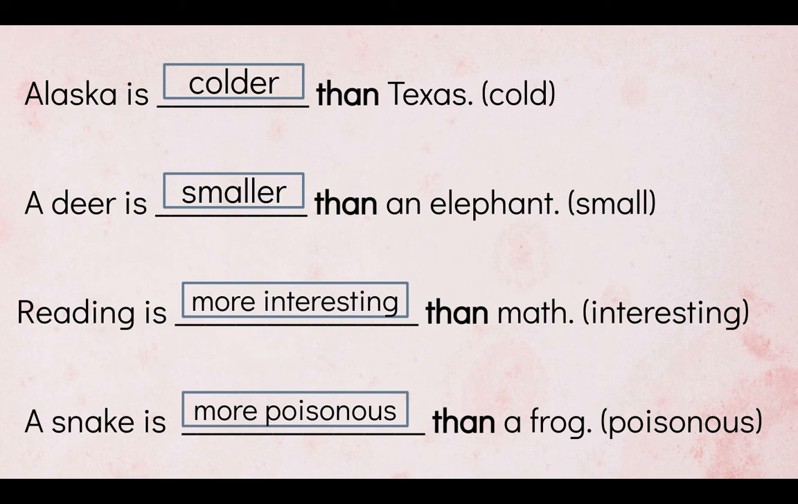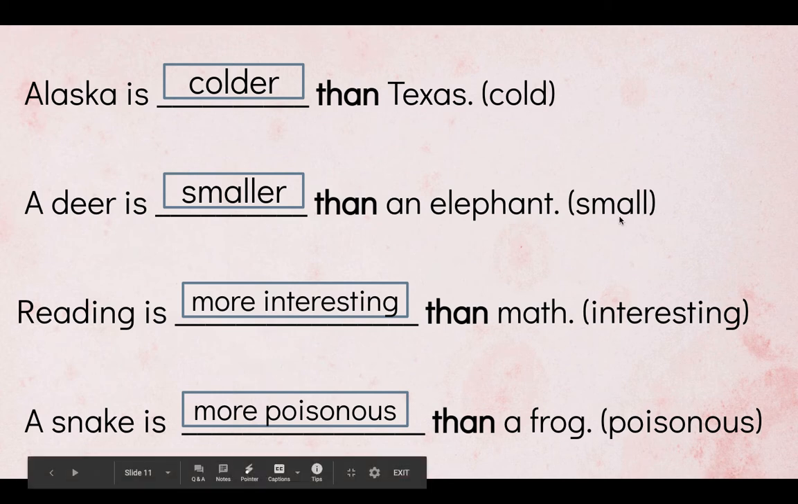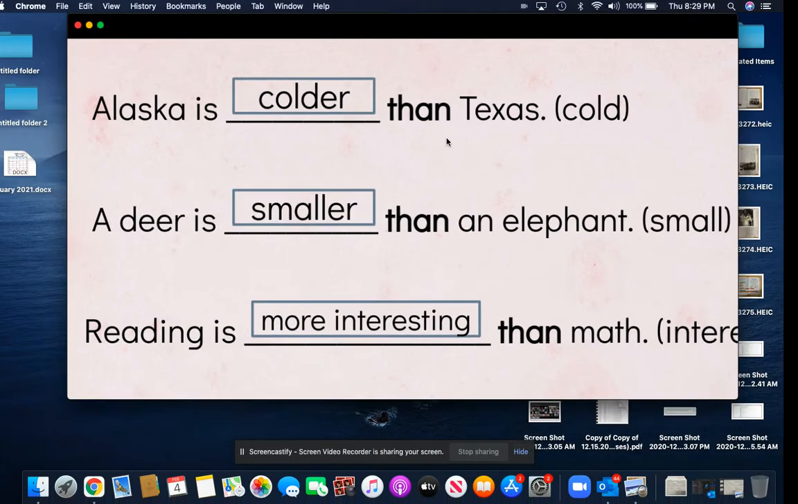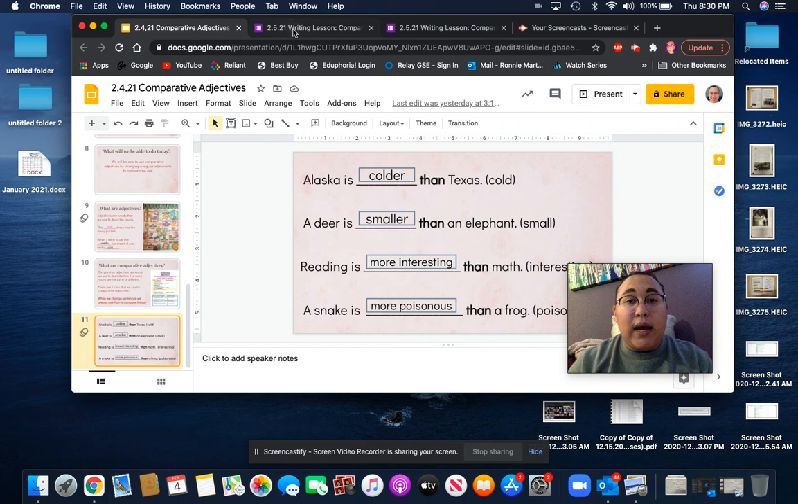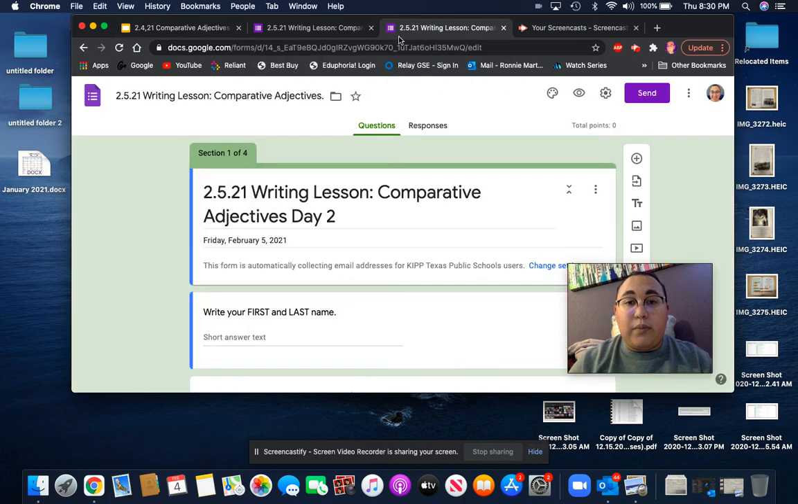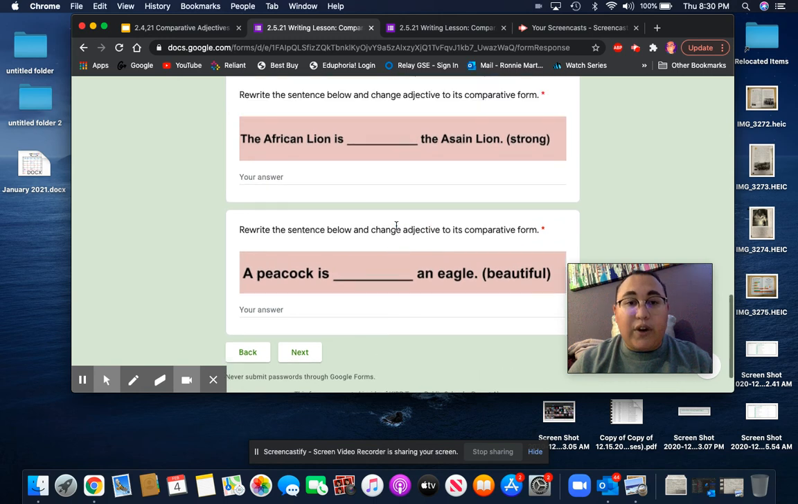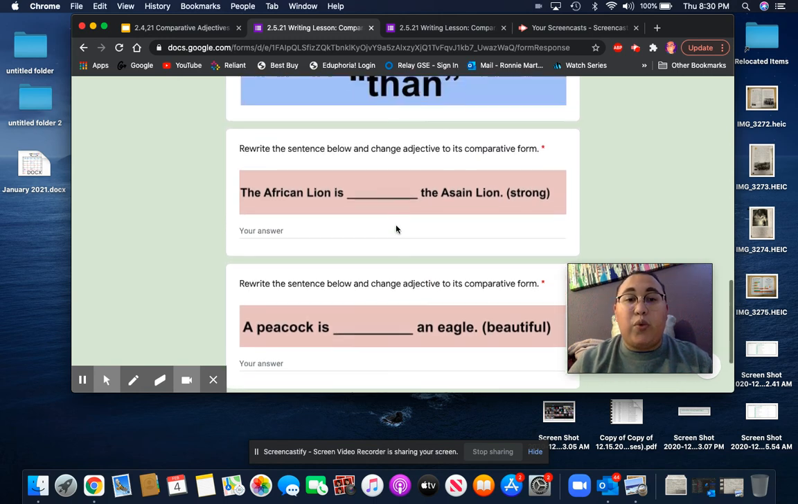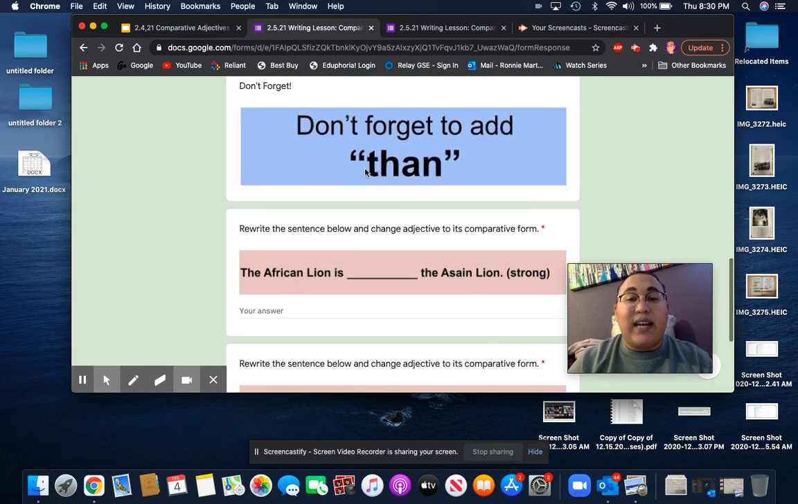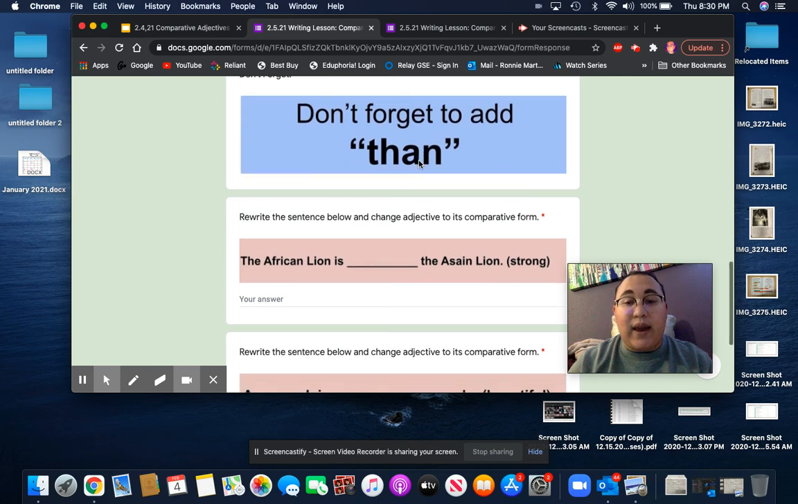So today we're going to get some practice on rewriting sentences, and you're going to rewrite sentences and use the correct comparative adjective to do that. So let me show you your practice today. First, you're going to rewrite the sentence. Don't forget to add than when you rewrite the sentence.